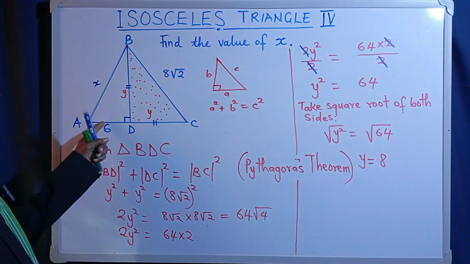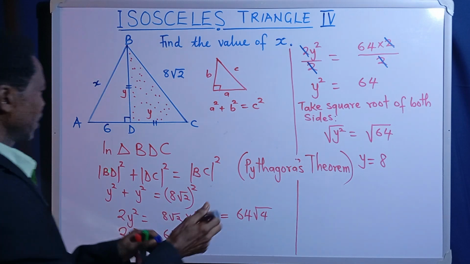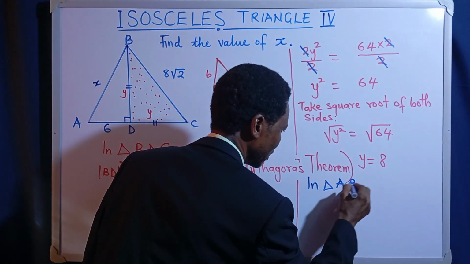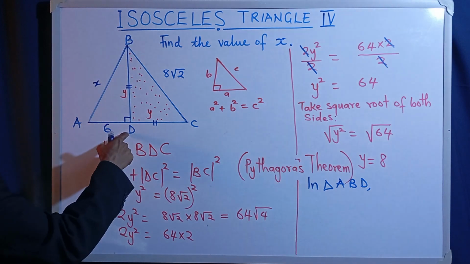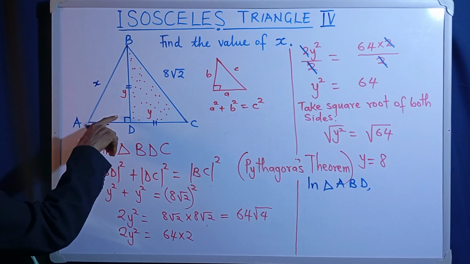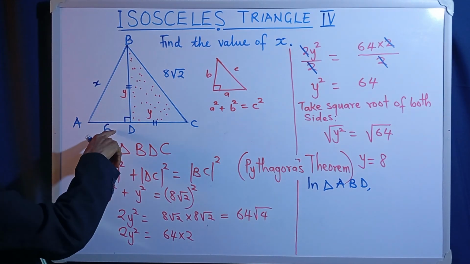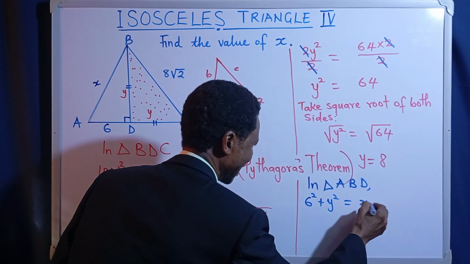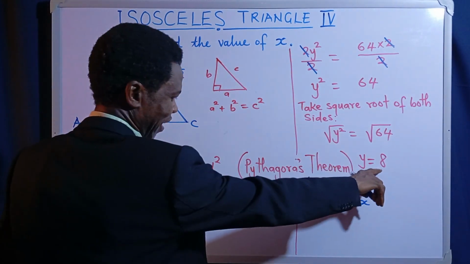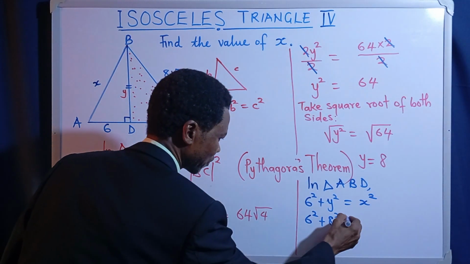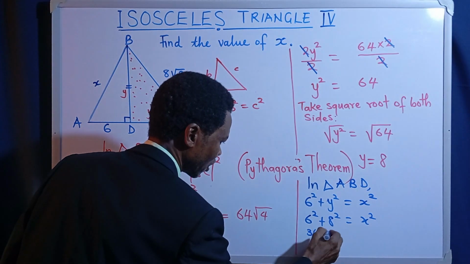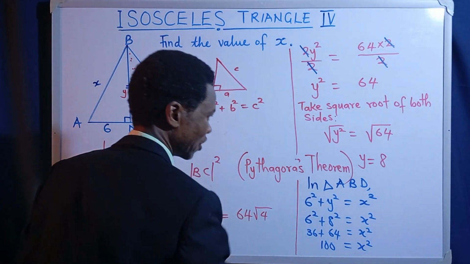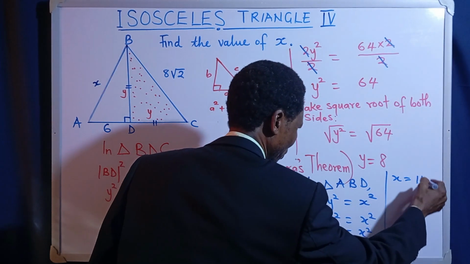Next, for us to get the value of x, we'll now look at triangle ABD. In triangle ABD, we use the same Pythagoras theorem because it's a right angle triangle. So we can now say 6 square plus y square equals x square. Remember, we just got the value of y. So we have 6 square plus 8 square equals x square. So 36 plus 64 equals x square. So 100 equals x square. What is the value of x? Take the square root of both sides. x is equal to 10 cm.